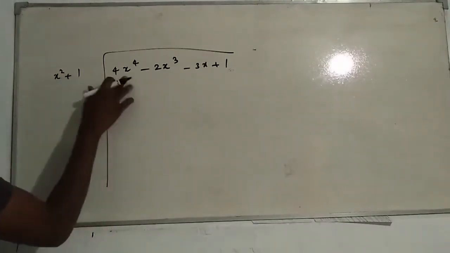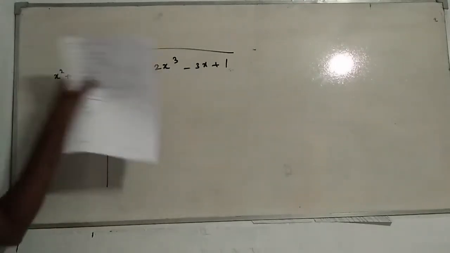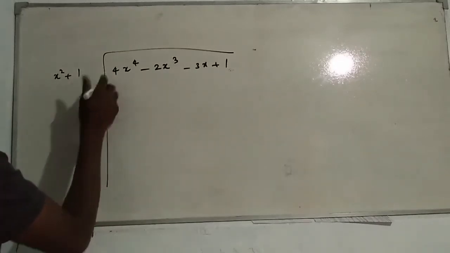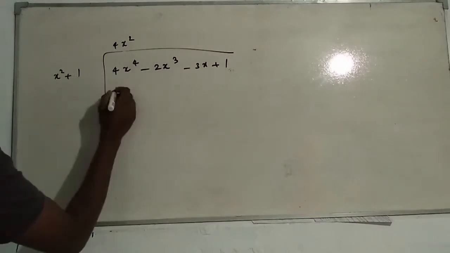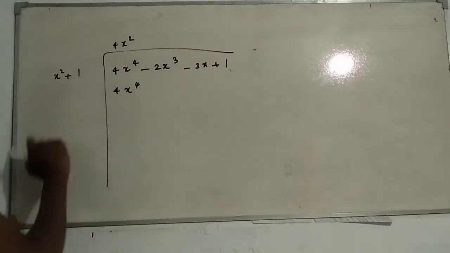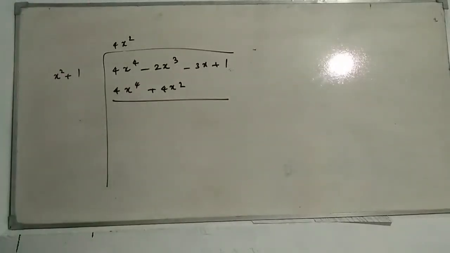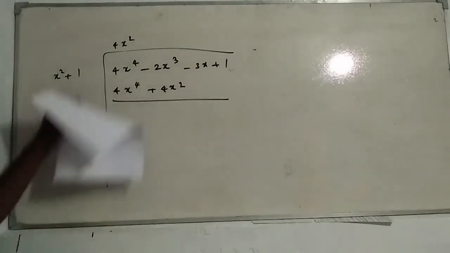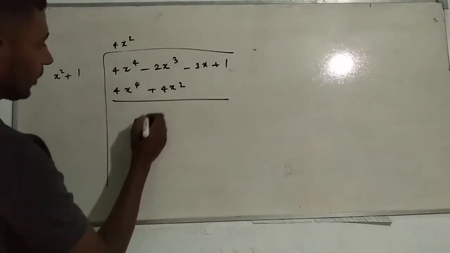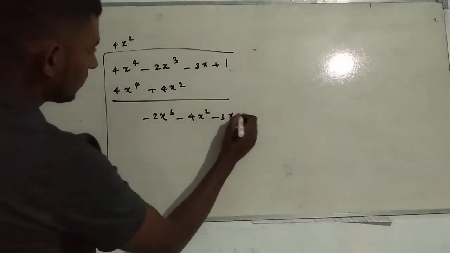First, consider these two terms. You know what the procedure is. So I will just divide these two polynomials. If you look at these two terms, I can write 4x squared. That means here 4x to the power 4 plus 4x squared. Then we subtract these two polynomials from each other. These two terms will cancel each other. Right. Then I can write minus 2x cubed minus 4x squared minus 3x plus 1.